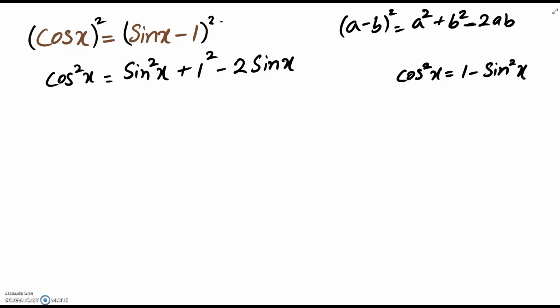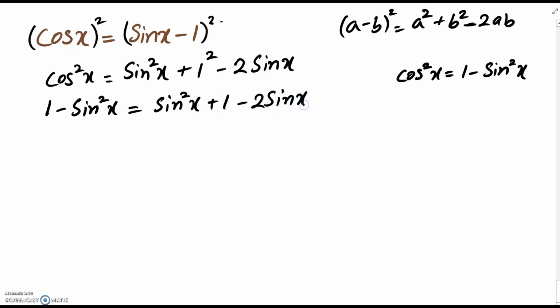Why did I replace cos, why not sine? Because we can replace sine, but how will you get rid of this sine x? So that's why I am applying the identity only on cos x, so we can get rid of all the cos and have an equation only with the sine x function. So I will replace this one with 1 minus sine squared x equals sine squared x plus 1 minus 2 sine x. Clear?